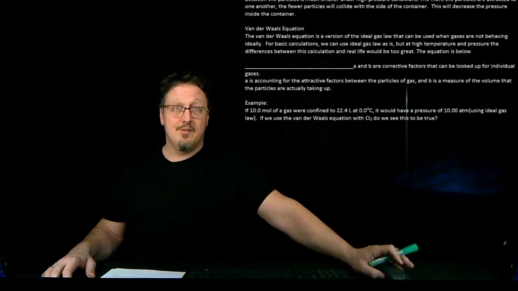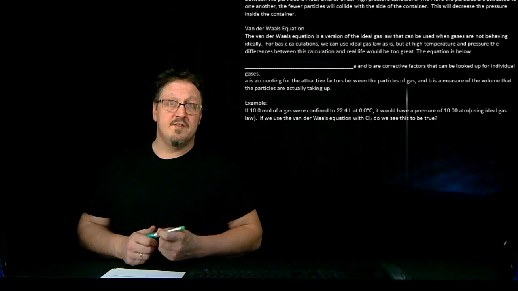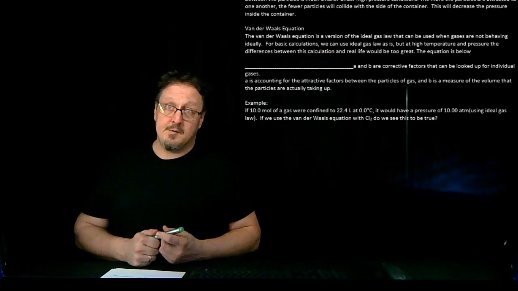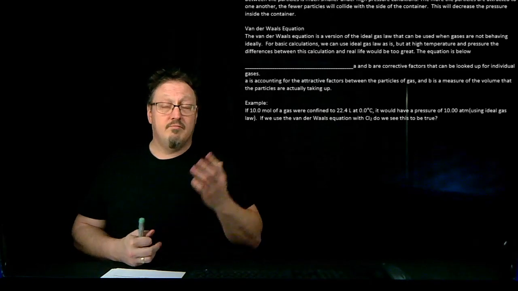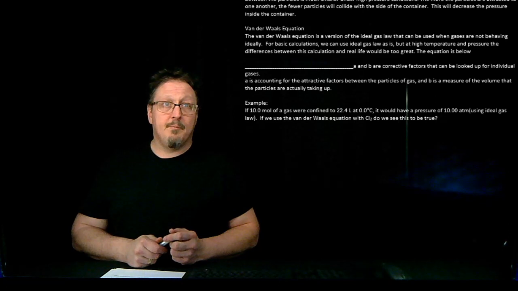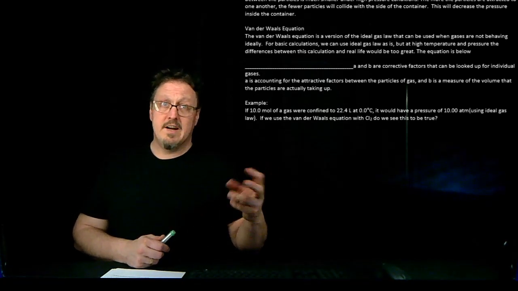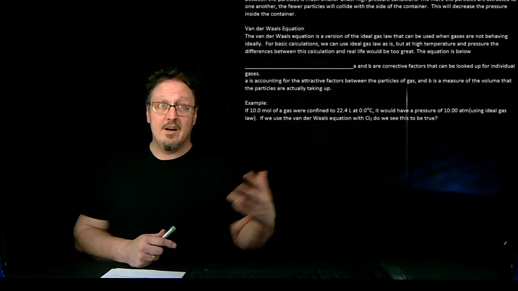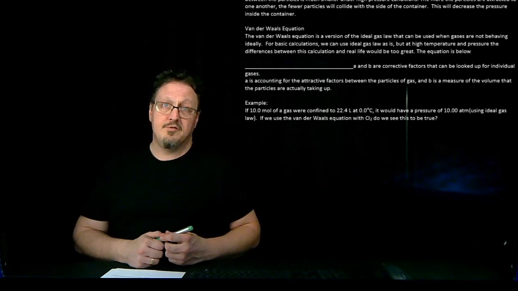And so that's one of the reasons that we would use van der Waals equations. What the van der Waals equation does is it adds corrective factors, and those corrective factors are something that we can look up. They've been studied, they've been determined. One of the corrective factors, A, accounts for the attractive forces between the particles, and the other corrective value, B, is a measure of the volume that the particles actually take up.